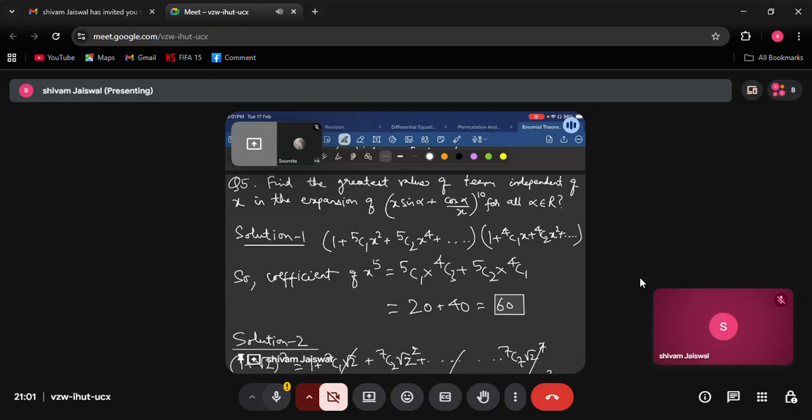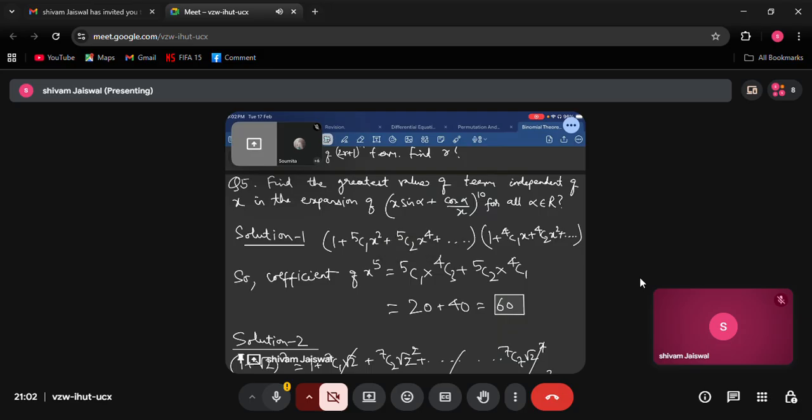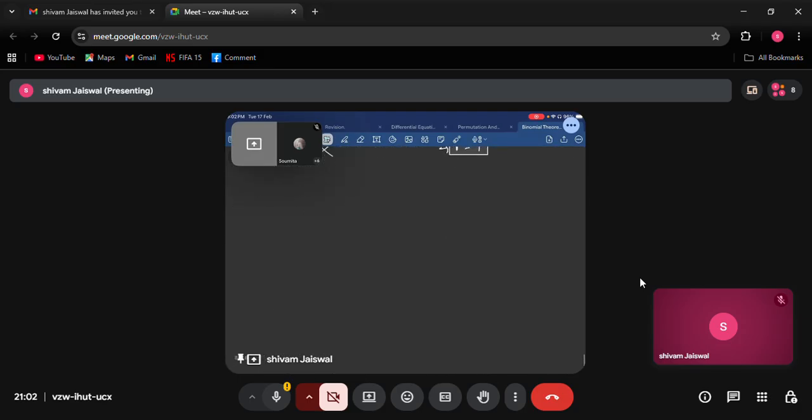Yes, Anandit, right answer. Raktim, check your answer again. Raktim and Shomita, pay attention. We need to first of all find out the term independent of x. So tell me, which term will be independent of x?